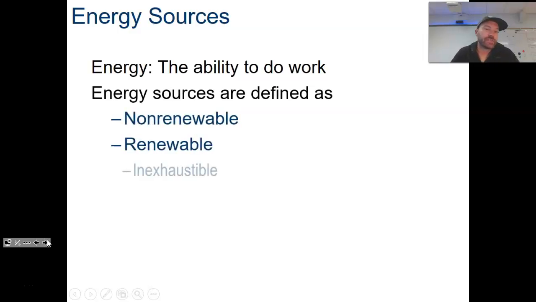There's 3 different types. There's non-renewable, things that you can't renew. You maybe could think of something off the top of your head as being an energy source that you can't just easily replace. Renewable and inexhaustible. Inexhaustible means that there's enough to go around forever.